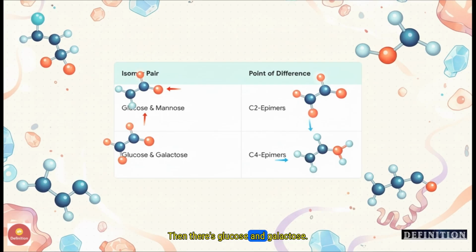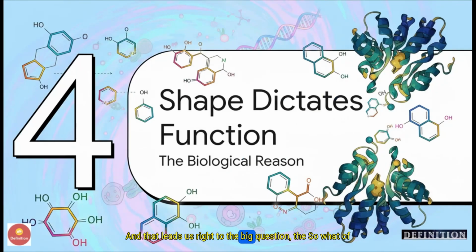Then there's glucose and galactose. Same deal, but the difference is at the fourth carbon. They're C4 epimers. Now, this might seem like a really minor change, but biologically, it's a huge deal. It means our body needs completely different enzymes to handle them. And that leads us right to the big question.